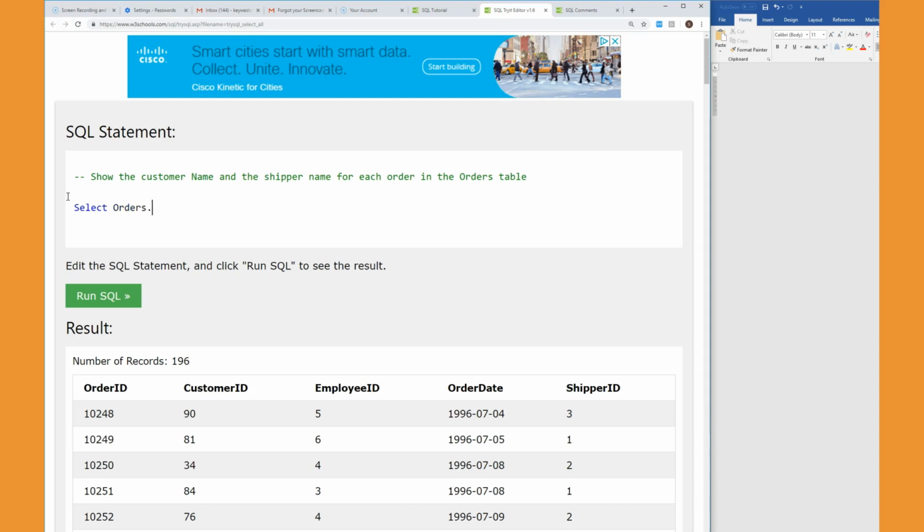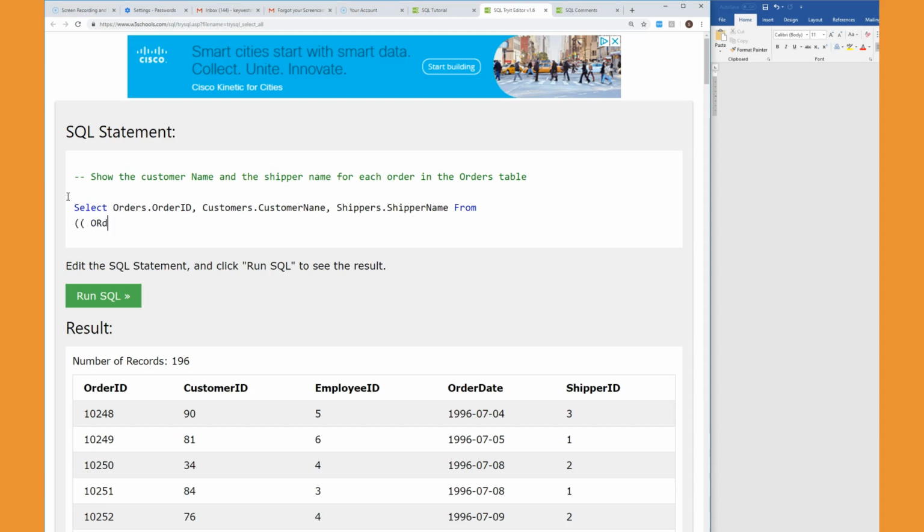Let me start with the order table. Since we have multiple tables, we need to start with the name of the table, order ID. And we're going to get the customer name from the customers table, customer name. Now we're also going to get the shipper name from the shipper table. And that's coming from, and we're going to start opening.